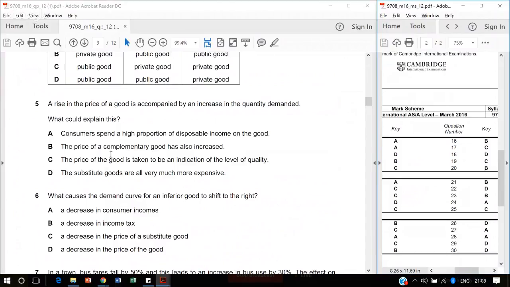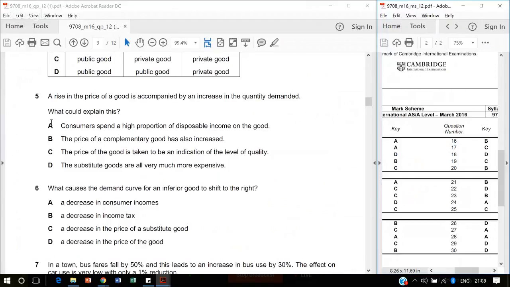So it's 5C. Substitute goods are all very much more expensive would mean it's more difficult for people to move to other goods, but it would still mean that some people would. There certainly wouldn't be an increase in demand due to an increase in the price.